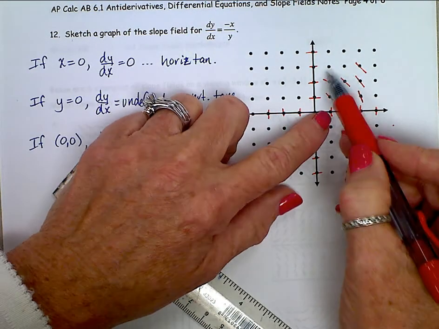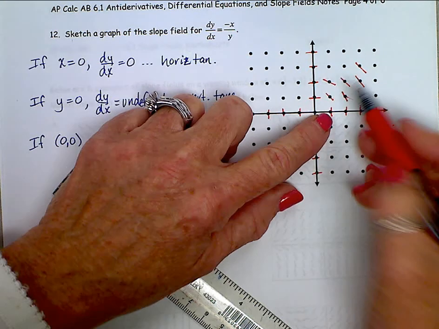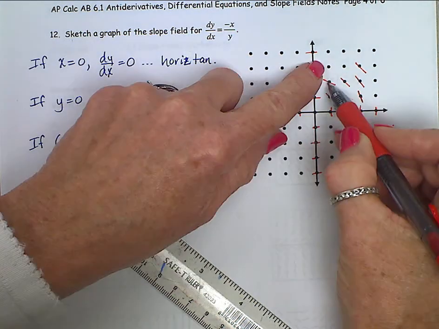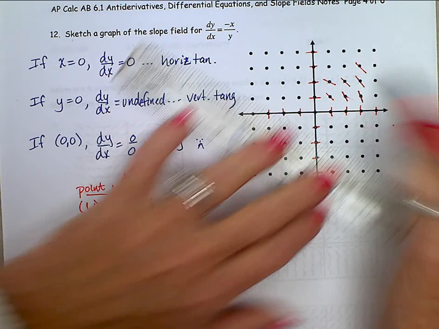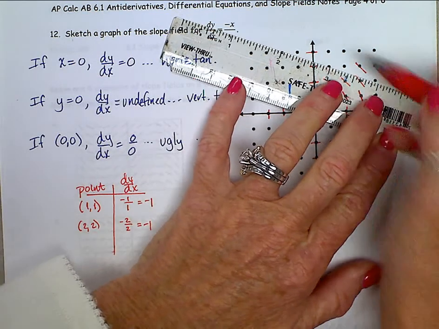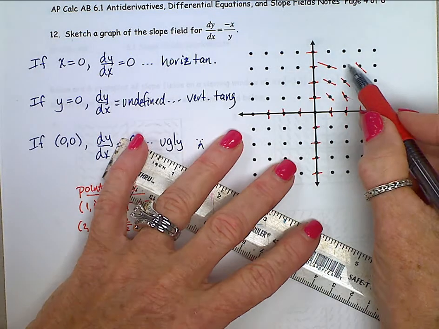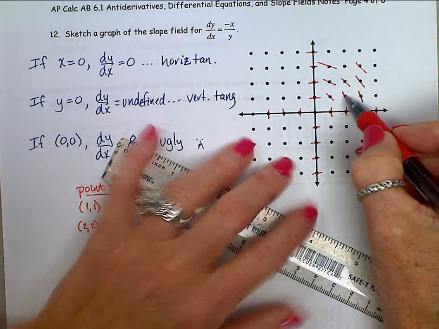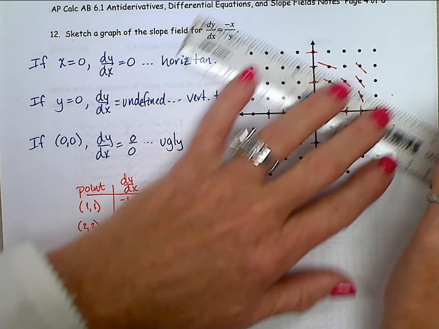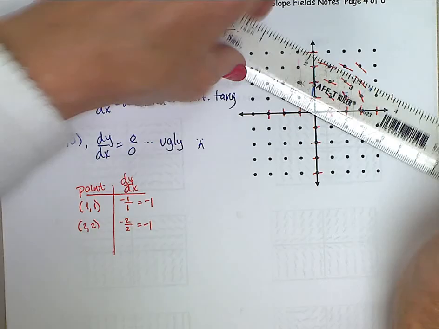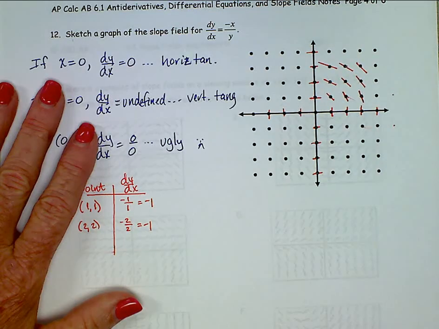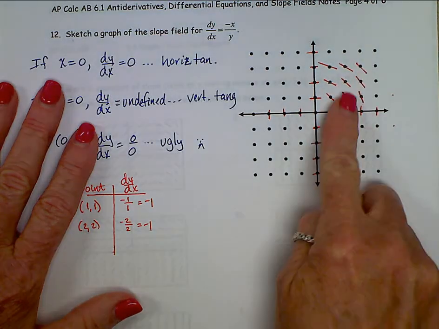This one, the point (1, 3), has a slope of negative 1/3, so down 1 to the right 3. When we line those points up here, and this next one, (2, 3), down 2 to the right 3. And there's that slope. So we have this slope field started here. I've done the first quadrant.